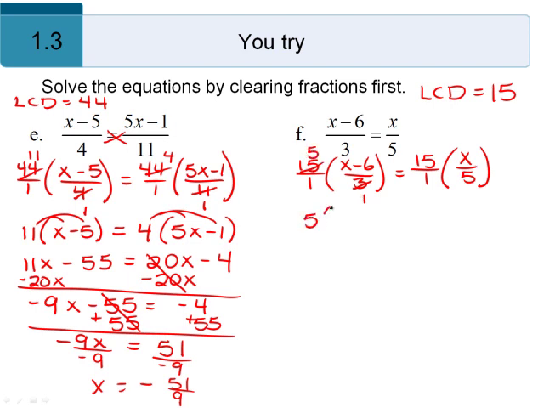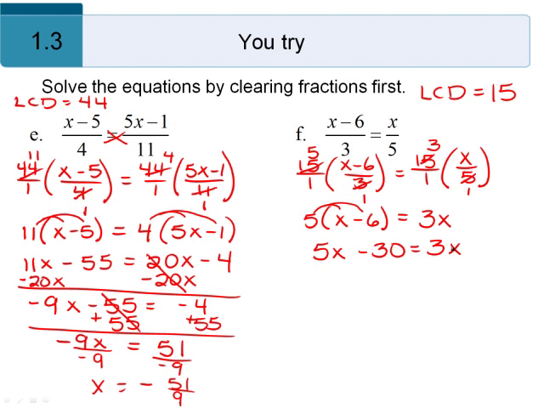So I have 5 times x minus 6, and then equals, if we cancel by 5 over here, we're going to get 1 and 3 equals 3x. So our next step is to distribute. So distribute the 5. You're going to have 5x minus 30 equals 3x.